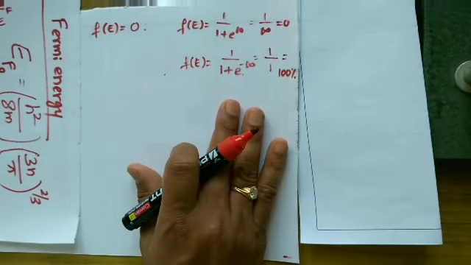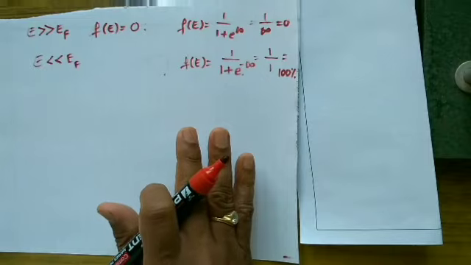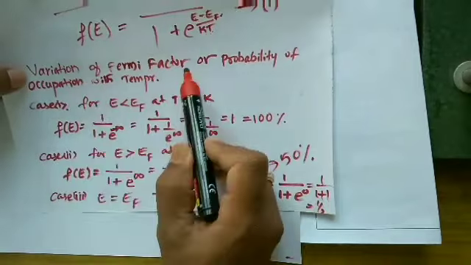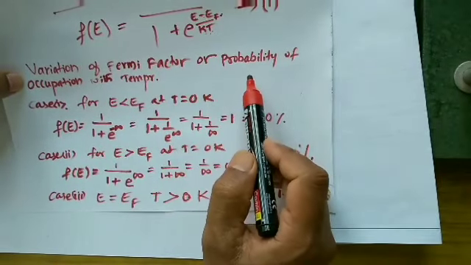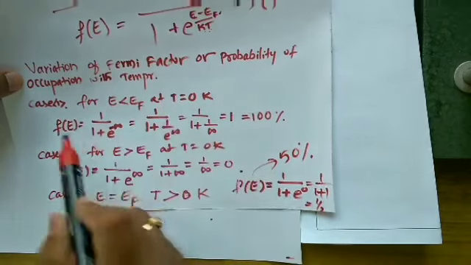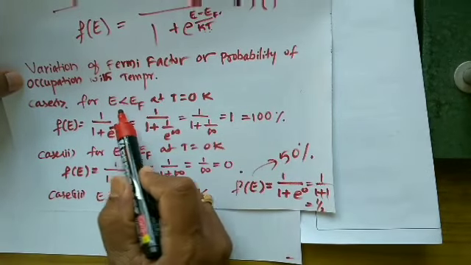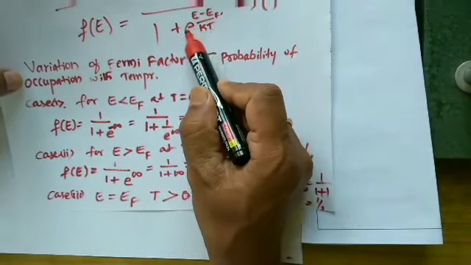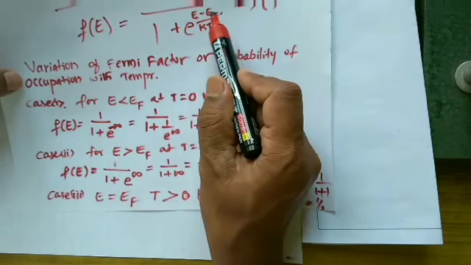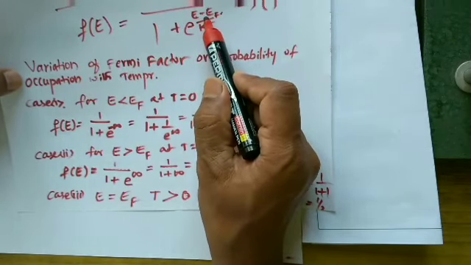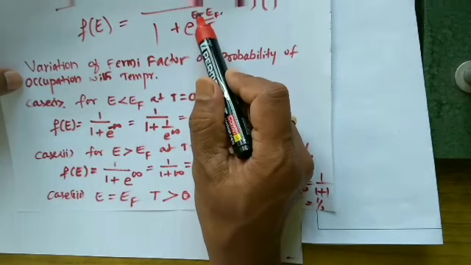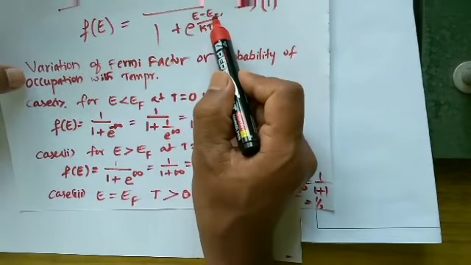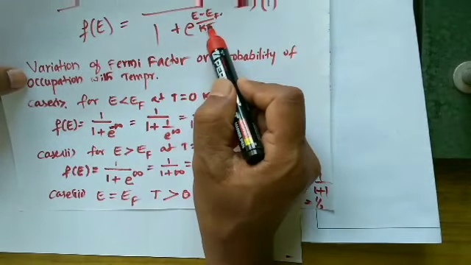Let me summarize. In this part of discussion, I was talking about the variation of Fermi factor or probability of occupation with temperature. In the first case, I had taken E less than EF at temperature 0 degree Kelvin. So if it is 0, absolutely for any value of E and EF, this is infinity. In case E is considered to be very small compared to EF, in that case this infinity is negative.